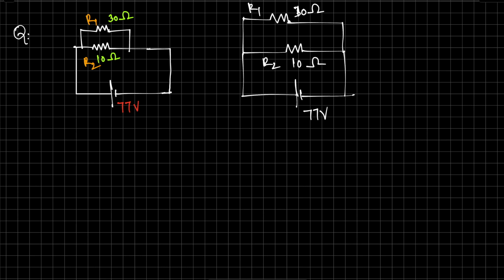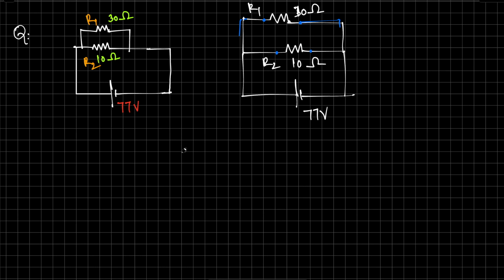All right. This end of the 30 ohm resistor is connected directly to the 77 volt battery. This end is connected directly to the 77 volt battery. Same for the other resistor. This end is connected to the positive terminal of the battery, and this end is connected to the negative terminal of the battery. They're connected to each other as well. Okay, this is a parallel circuit. They're not connected back to back, right? In fact, they're connected directly to the battery. So it's a parallel circuit.